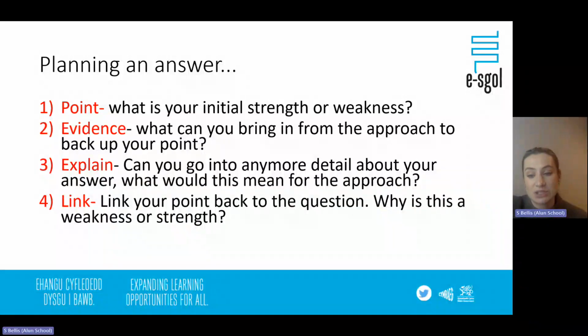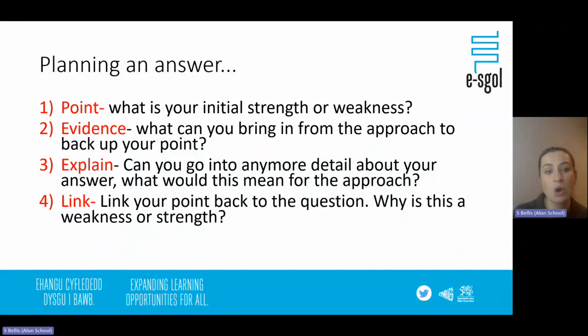This is the structure that I teach the students in my school, and I find it really, really useful. So we always use the PEEL paragraph, which may be something that is used in other subjects as well. So we start off by looking at the point. What is the initial strength or weakness? What you're wanting to say, okay? And that's always a really nice start to a paragraph. So one strength of the biological approach is it's scientific. Great. You've made a really clear point on what you are going to be talking about.